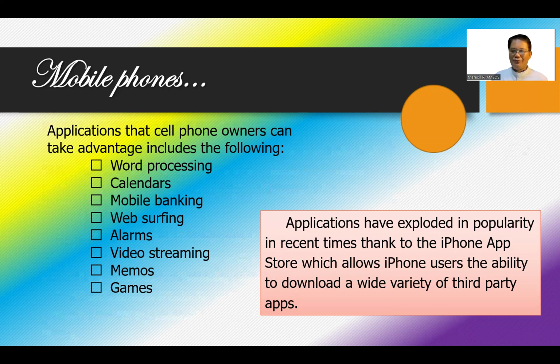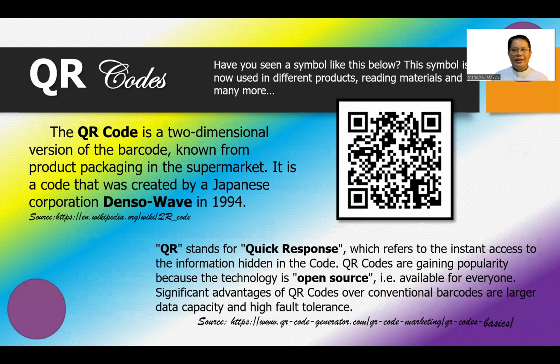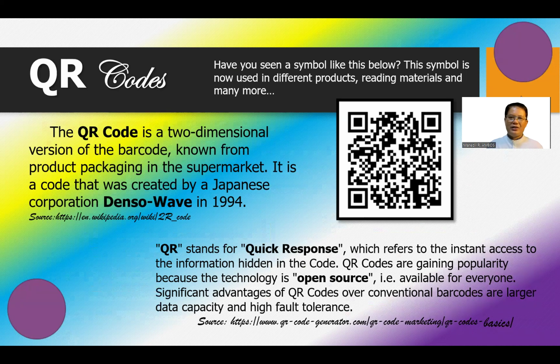The more expensive the cell phone you have, the more apps you can download and so on. The next is that we can have QR codes. Have you seen a symbol like this below? As you can see on the screen, this symbol is now used in different products, reading materials, and many more. And this is called a QR code.